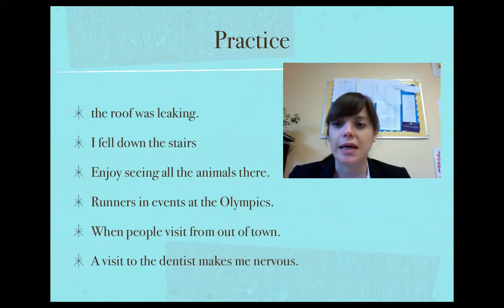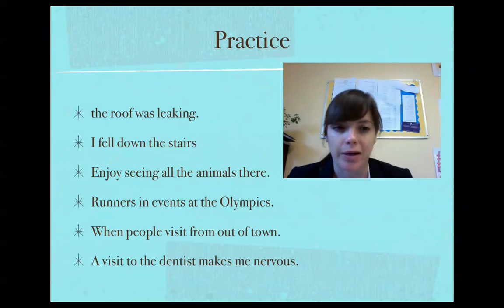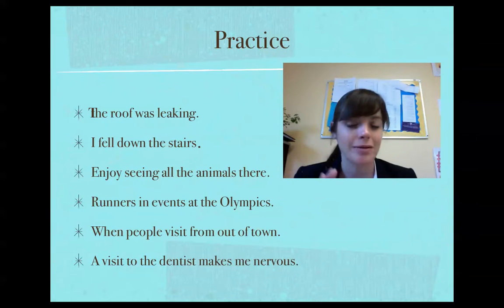So looking at the roof was leaking, I see a subject, roof. I have a verb phrase, was leaking. I got a period on the end, but I don't have my capital letter. So I need to make that T capitalized. Make sure whenever I mark it on the slide, you are fixing it on your paper as well. All right, let's look at our next one. I fell down the stairs. I got a capital I at the beginning, which is also my subject. I got my verb fell, but I don't have any end punctuation. So I'm going to add a period at the end. If you want to make it a really exciting fall, you can do an exclamation point.